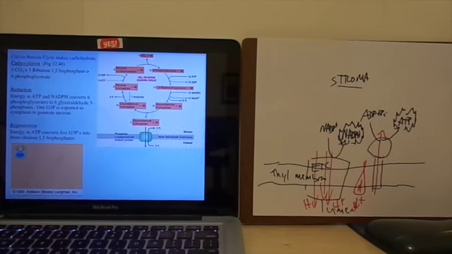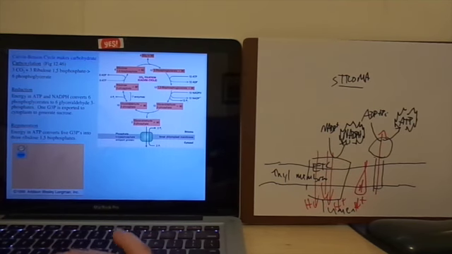So I'm going to play this movie that's on here. You can see the movie better, not this tiny thing, when you go on Oaks and download the movie and look at it, but here it is.